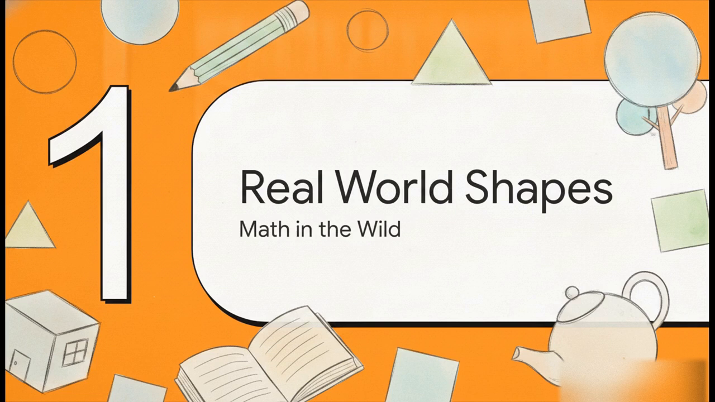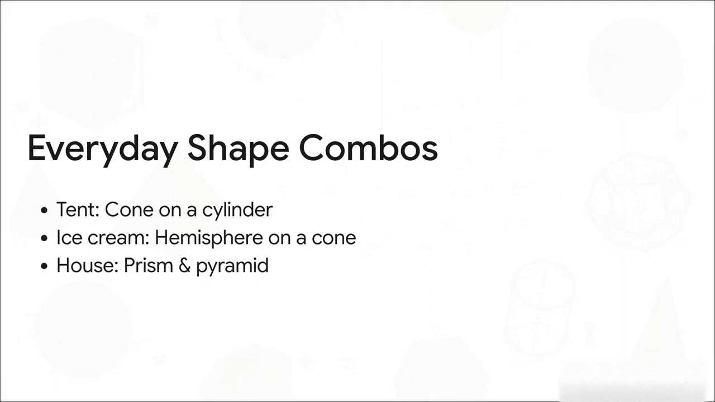Now, the secret here is that the objects we interact with daily are almost never single, perfect geometric shapes. They're combinations. Take that camping tent we mentioned earlier. It's often just a cone sitting directly on top of a cylinder. Or that ice cream. It's essentially a hemisphere, half a sphere, resting perfectly on top of a cone. Even a simple house is usually just a rectangular prism topped with a pyramid for a roof. Recognizing these combinations is the exact first step an architect takes when designing structures in the real world. In fact, if you've ever used modern 3D modeling software, this is exactly how it works. You build complex realities by mashing together these fundamental shapes.